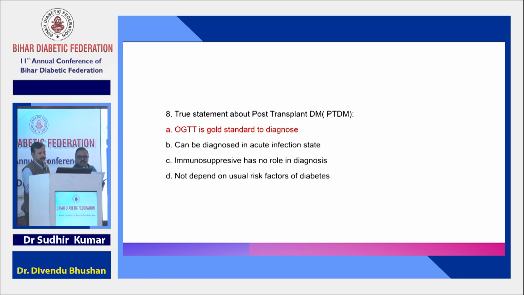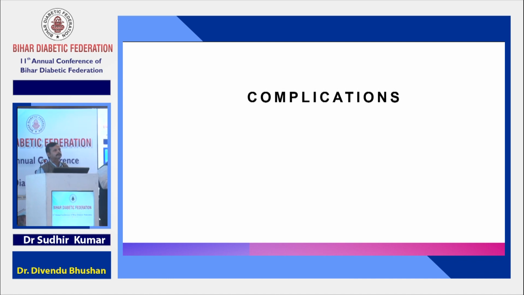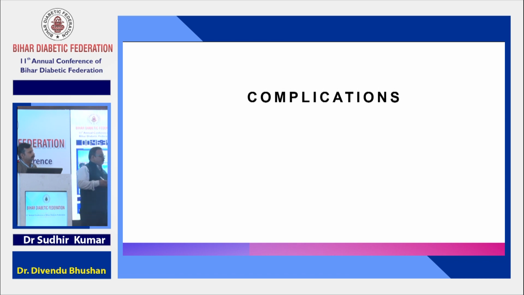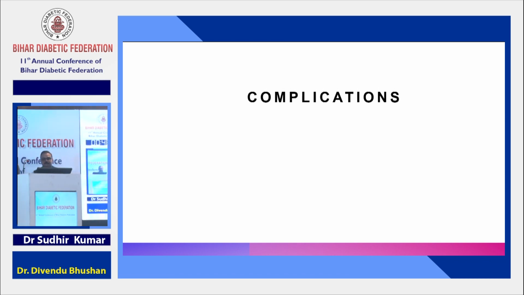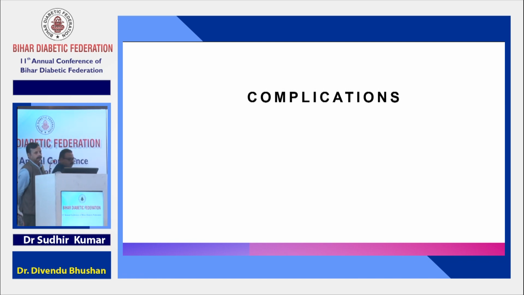This is the end of the third round. The score is 25 for team B, team C again 0, team D makes it from -2 to 0. Now team E is 10, team F is 15, team G is 20. We'll move to the next round, that is the round related to complications of diabetes.